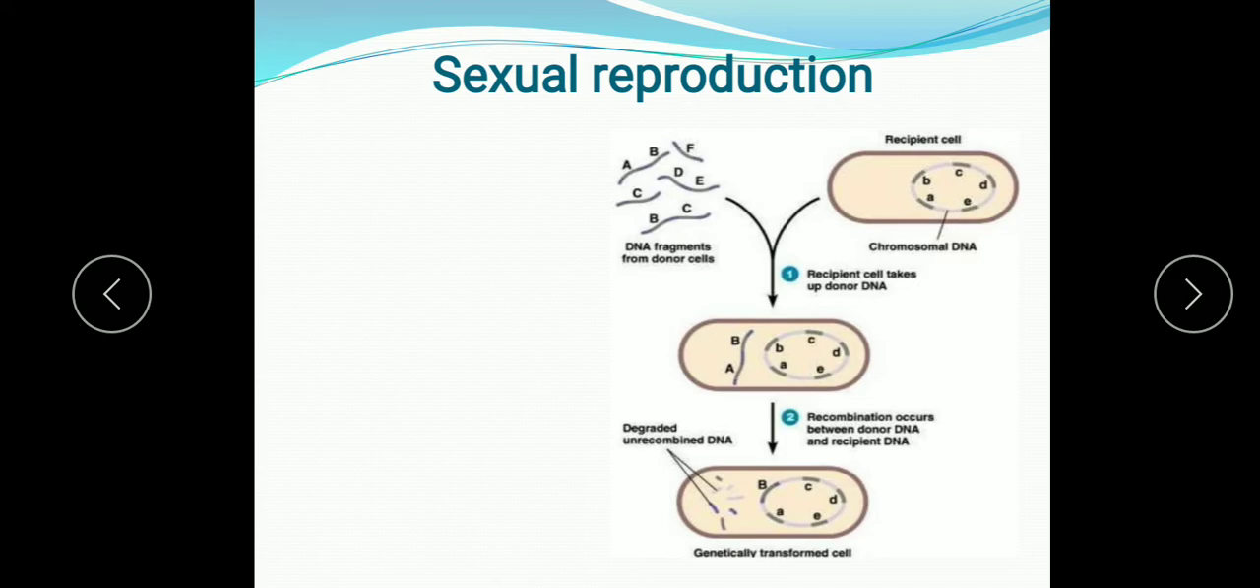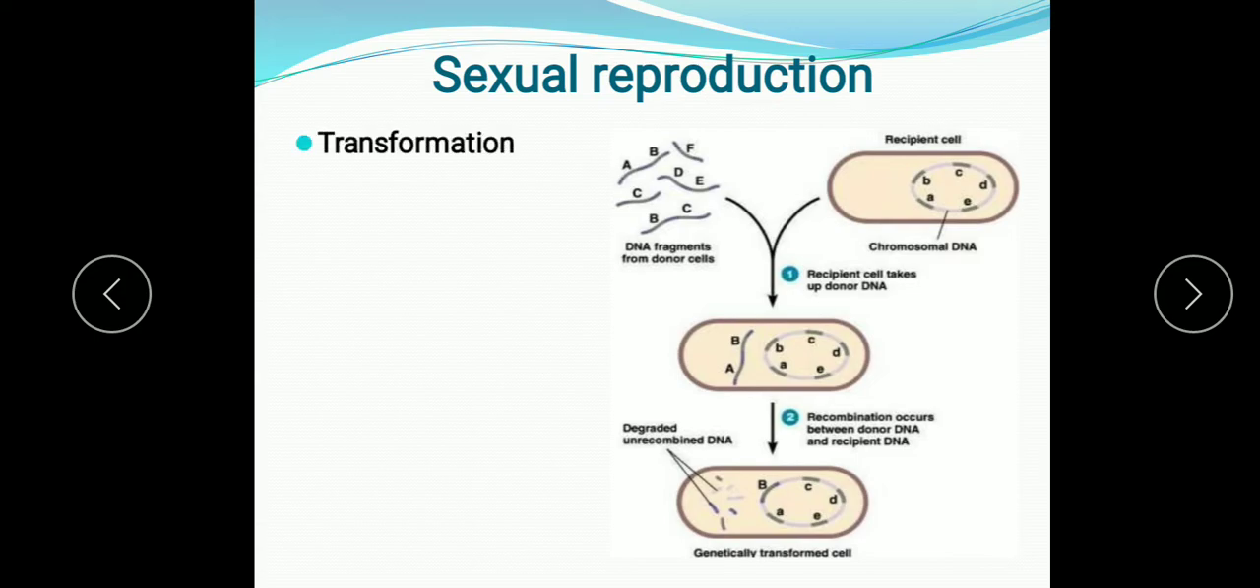Now the next method we are going to study is sexual reproduction. Sexual reproduction in bacteria takes place by different methods, in the form of genetic recombination. As we know, this is a single cell. It does not produce any gamete or any kind of reproductive organ, because this is a unicellular organism. So reproduction takes place in the form of genetic recombination. It takes place mainly by three methods: transformation, conjugation and transduction.